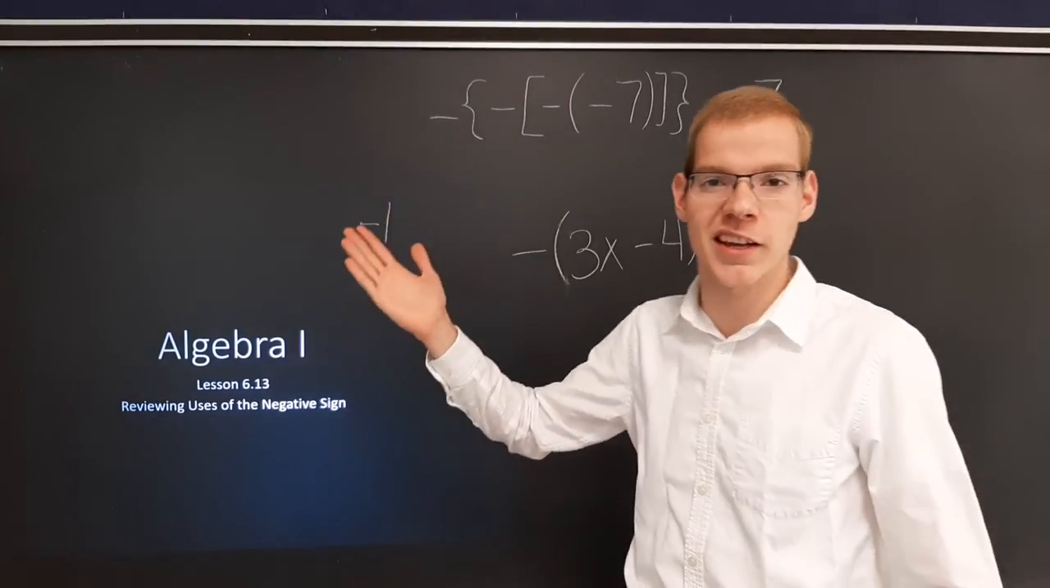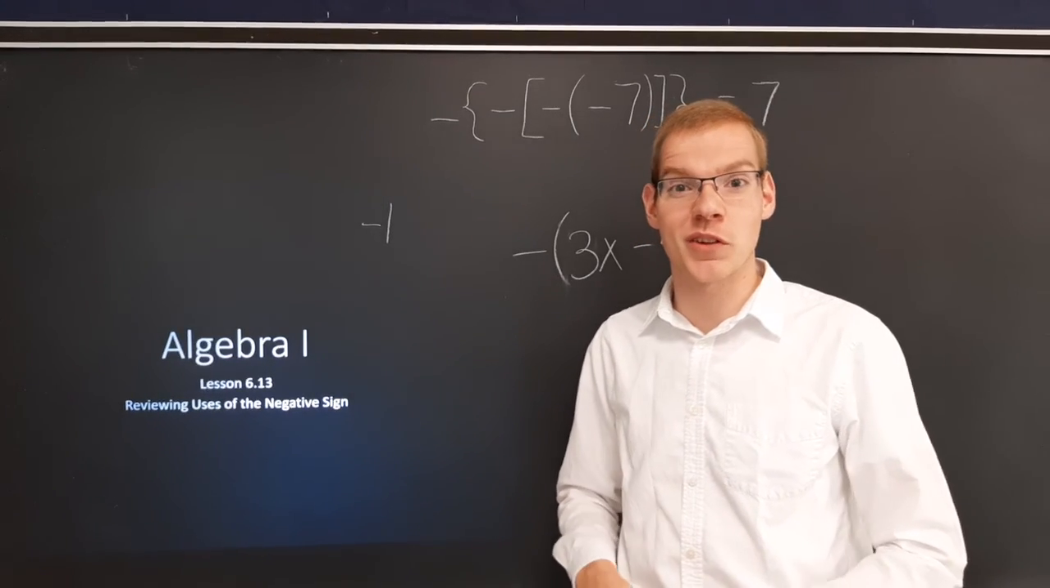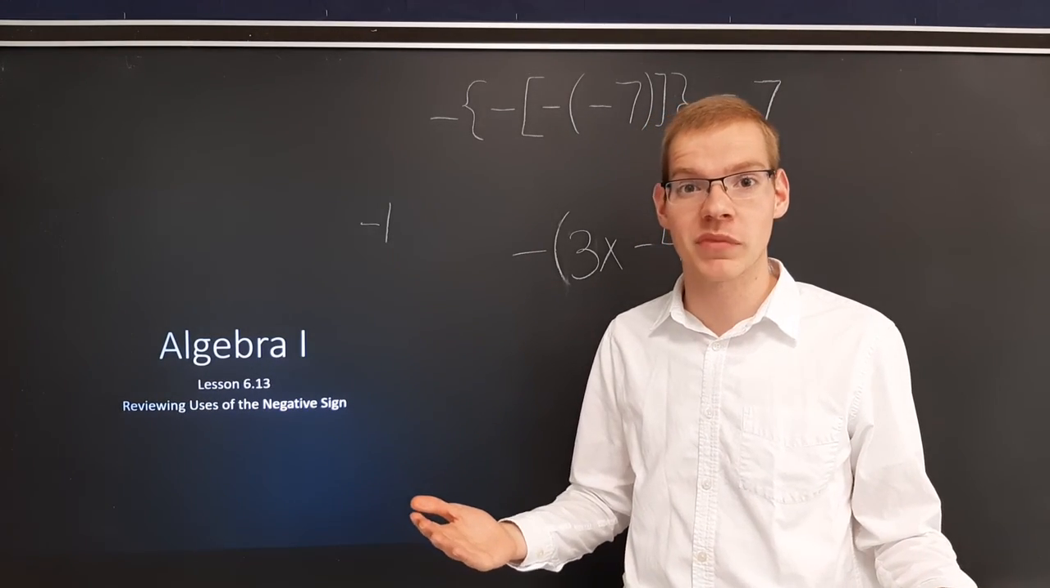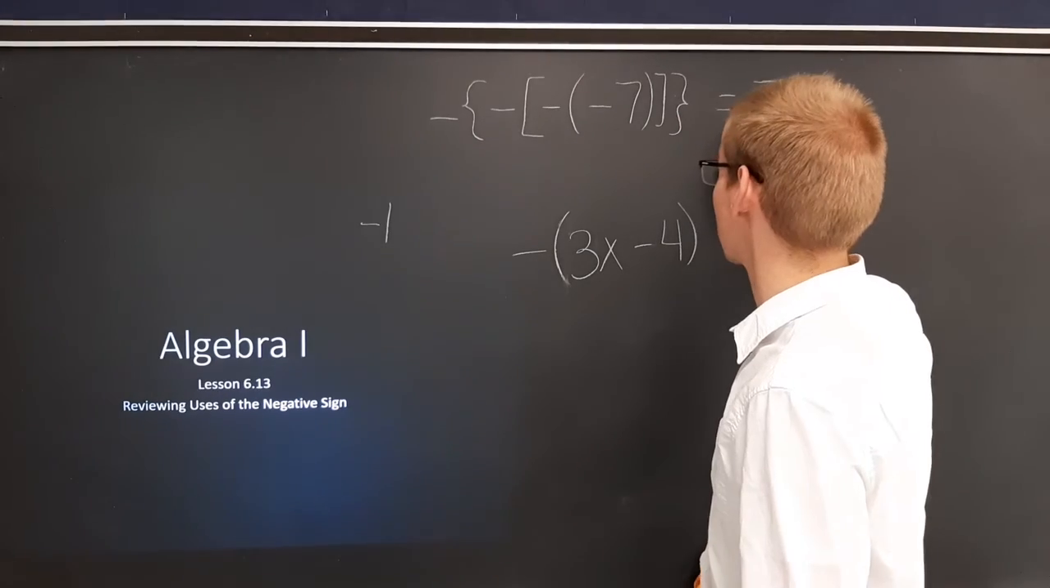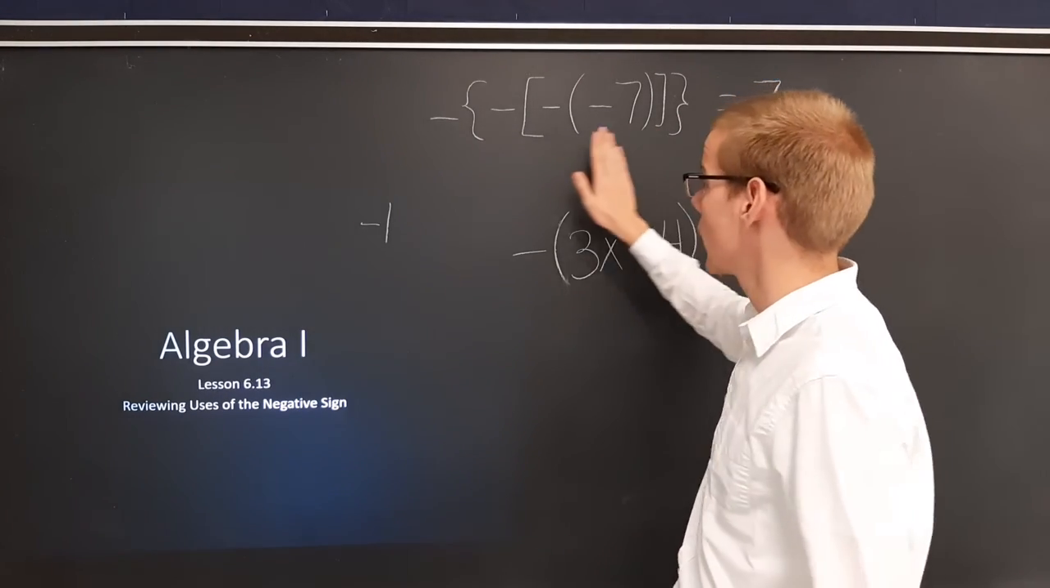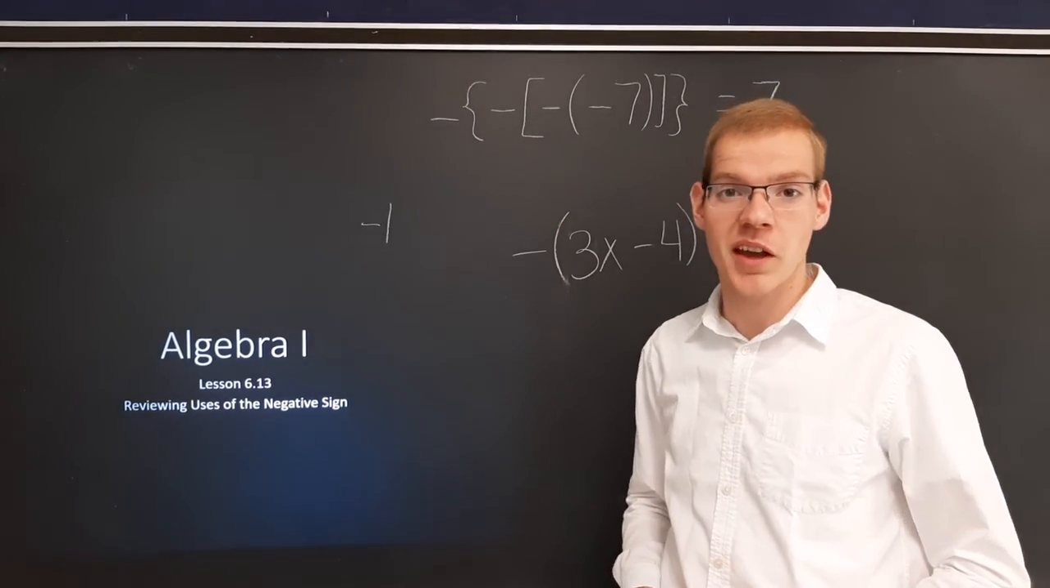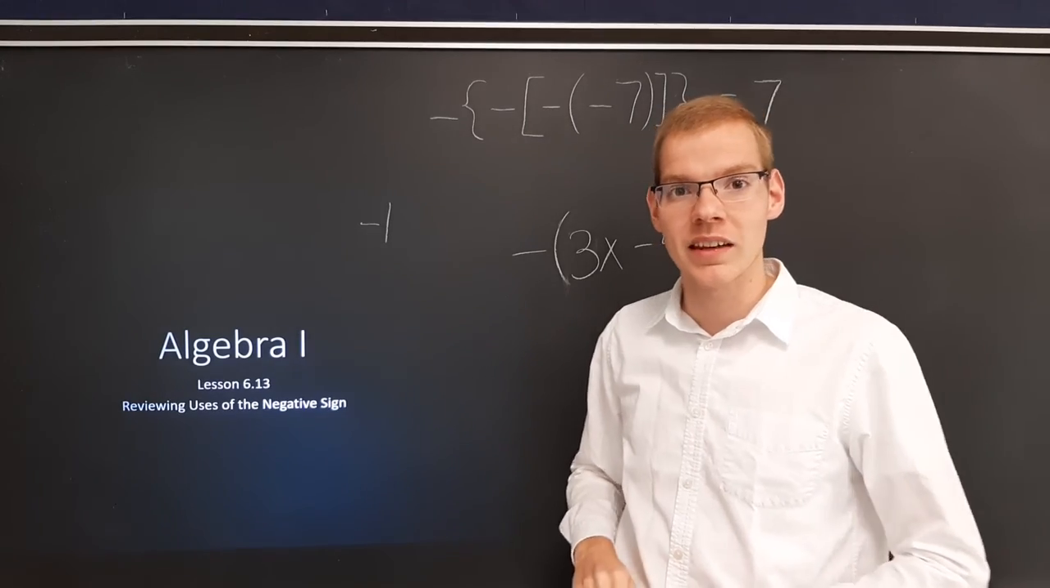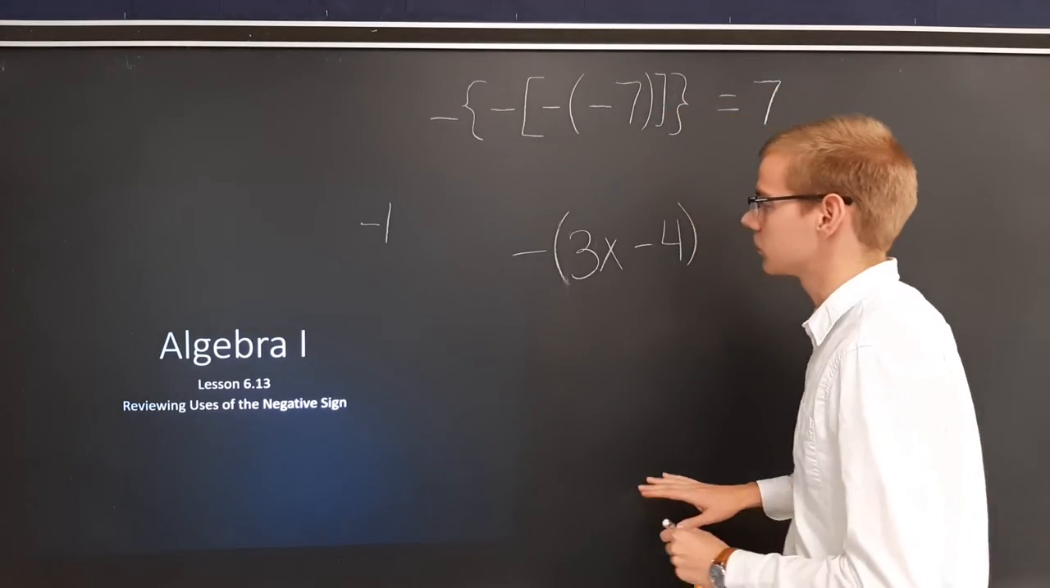If they're consecutive this way, just take a look at it. If there's an even number of them, then it will become positive. If there's an odd number of them, it will become negative. Now let's try one more here.